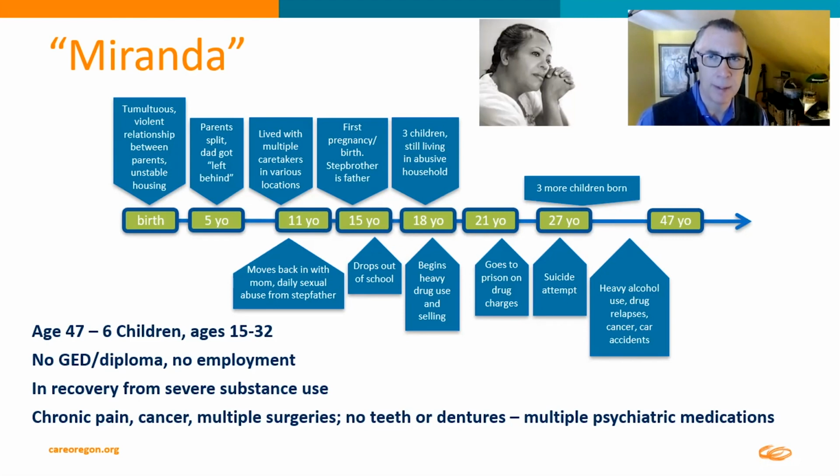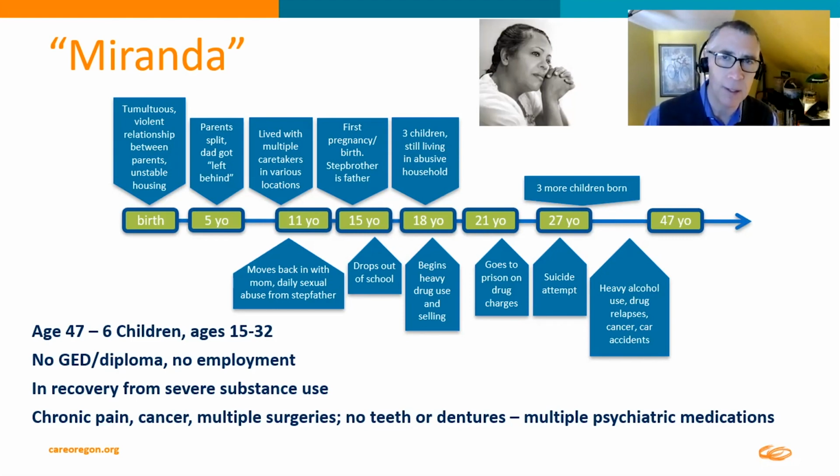By the time she's age 15, she's had her first pregnancy and gives birth, and her stepbrother is the father. Not surprisingly, she drops out of school shortly thereafter with a child to take care of. By the time she's 18, she's had 3 children. She's still living in an abusive environment.